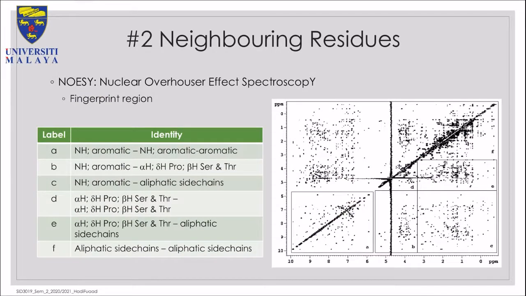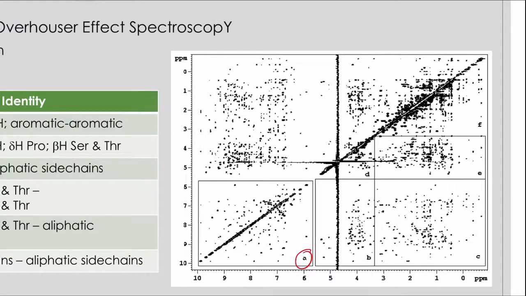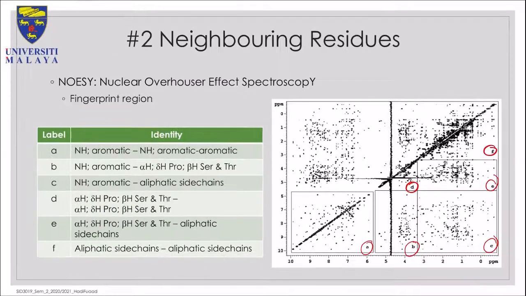Similar to COSY and TOCSY, you do have a fingerprint region that corresponds to an identity of the peptide or protein. For NOESY you have just 6 fingerprints: A, B, C, D, E and F regions. They correspond to all of these, but I'm not going to read it because we don't have enough time.